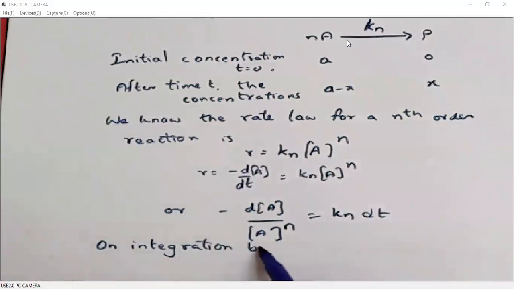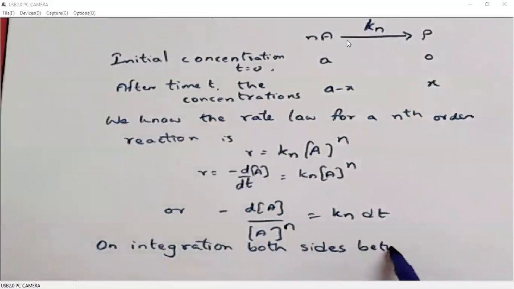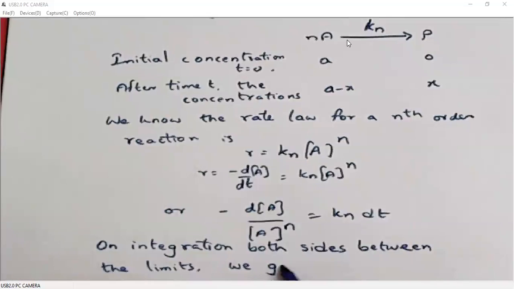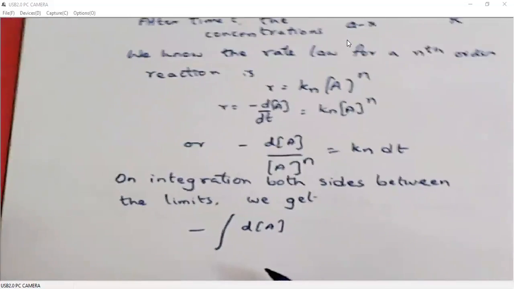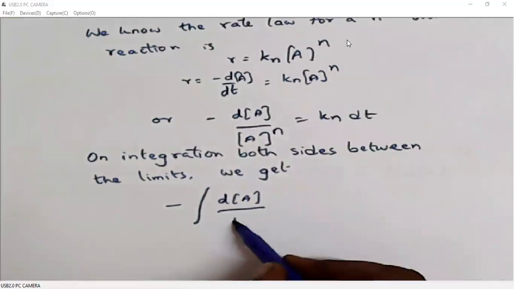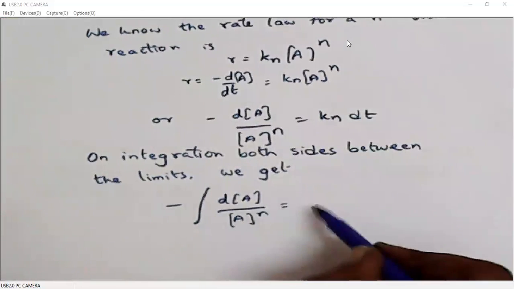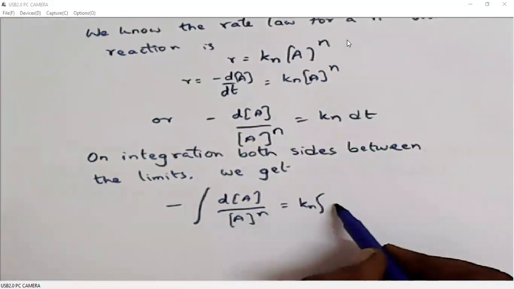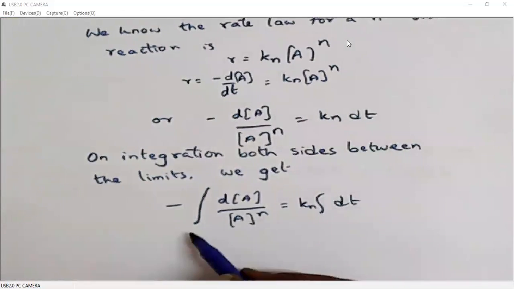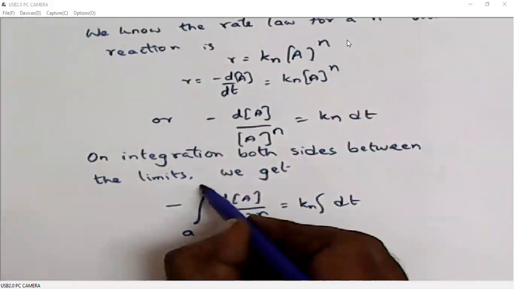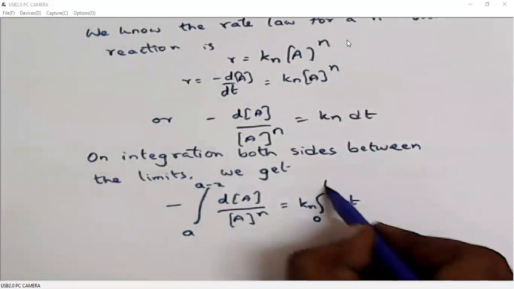On integration, both sides between the limits, we get minus integral dA by A power n is equal to Kn is a constant, integral dt. The limits of concentration are A to A minus x, limits of time are 0 to t.